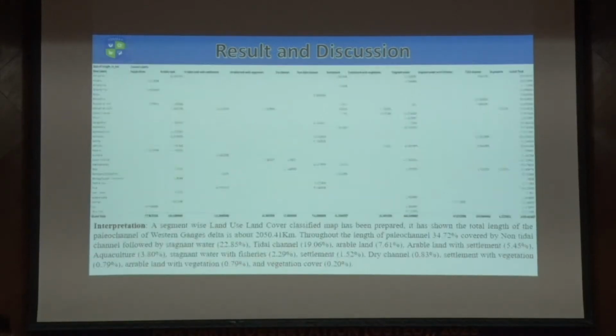This is the description. Segment-wise land use and land cover classified map has been prepared. It shows that the total length of the Western Ganges Delta is about 2050.41 kilometers. Throughout these channels, 34.72% is covered by non-tidal channels, followed by stagnant water, tidal channel, arable land with settlement, aquaculture, stagnant water with fisheries, settlement, dry channel, settlement with vegetation, arable land with vegetation, and vegetation cover.